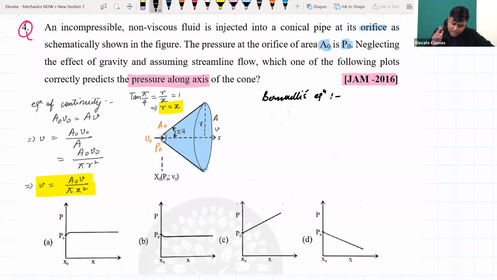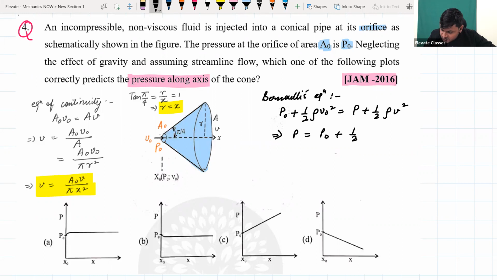So Bernoulli's equation at point 0 and some random point. Here the pressure is P naught plus the gravitational term, which I will not consider because it is equal. If you look at it, it's symmetrical with respect to the horizontal axis, so the gravitational term will cancel out on both sides. So half of rho V naught square is equal to whatever the pressure is here plus half of rho V square. So essentially the pressure is equal to P naught plus half of rho (V naught square minus V square).